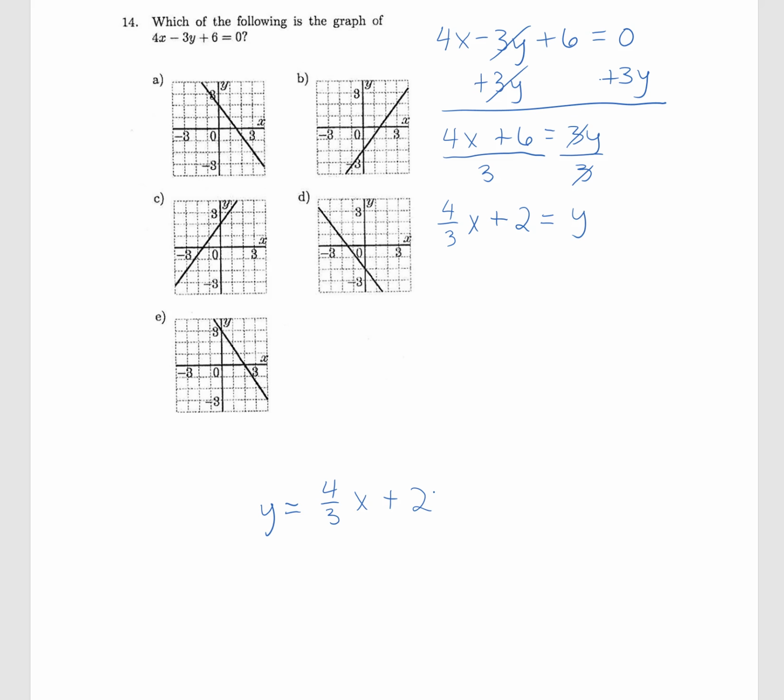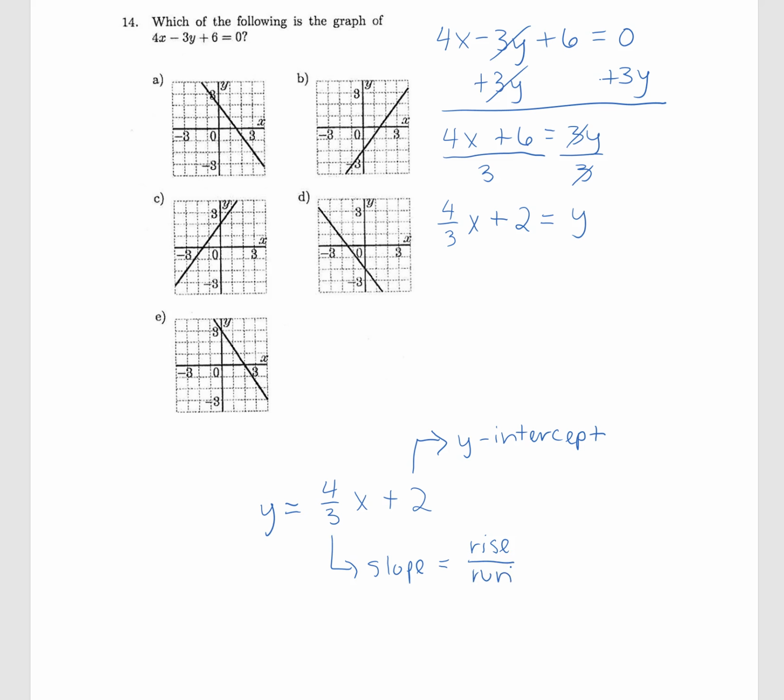And so now it's easier to see some aspects of this equation that are easily visible on a graph. So this plus 2 here is our y-intercept. And this 4/3 here is our slope, which is equal to the rise over the run of our graph.